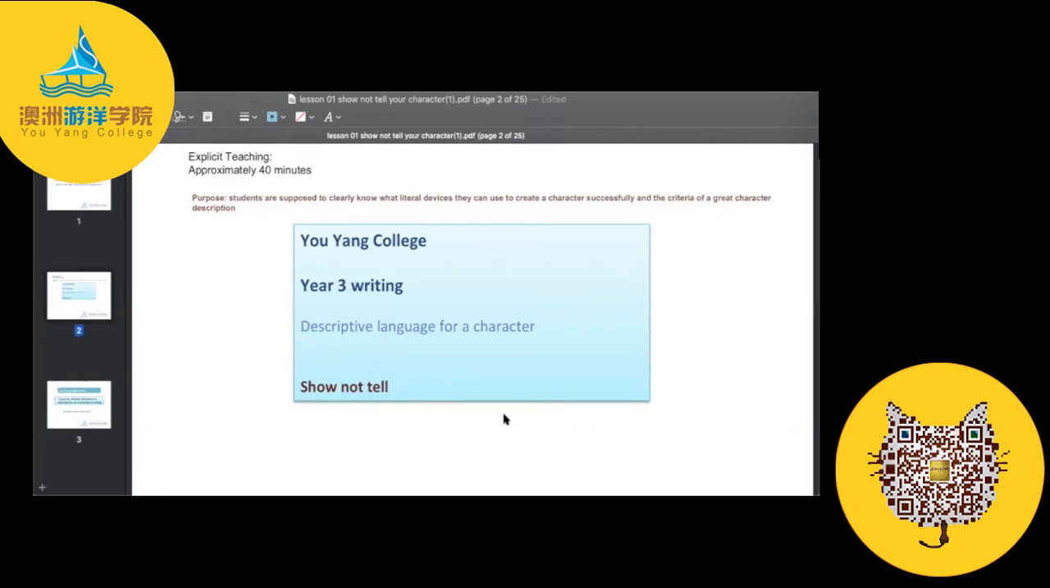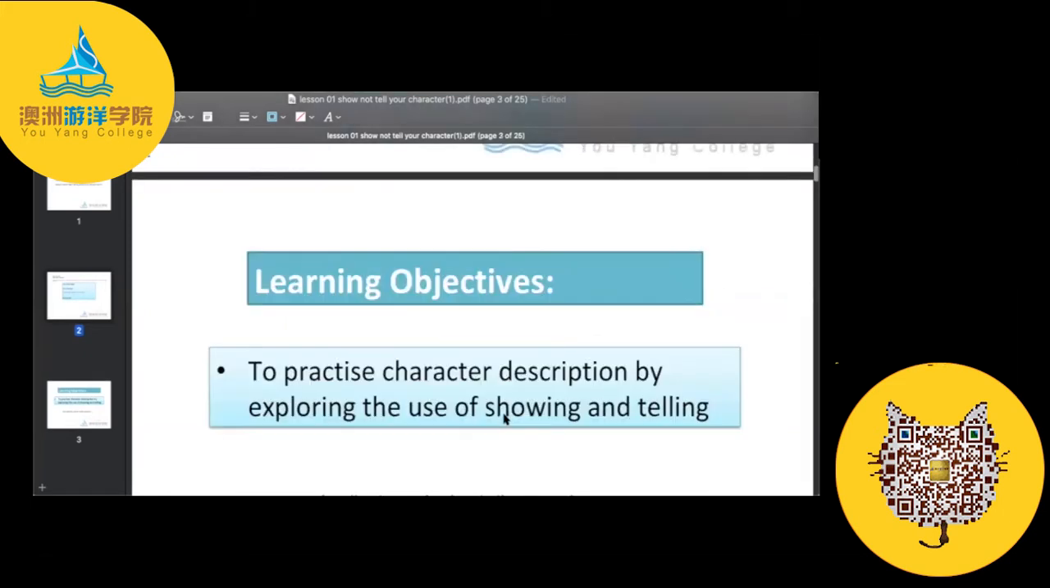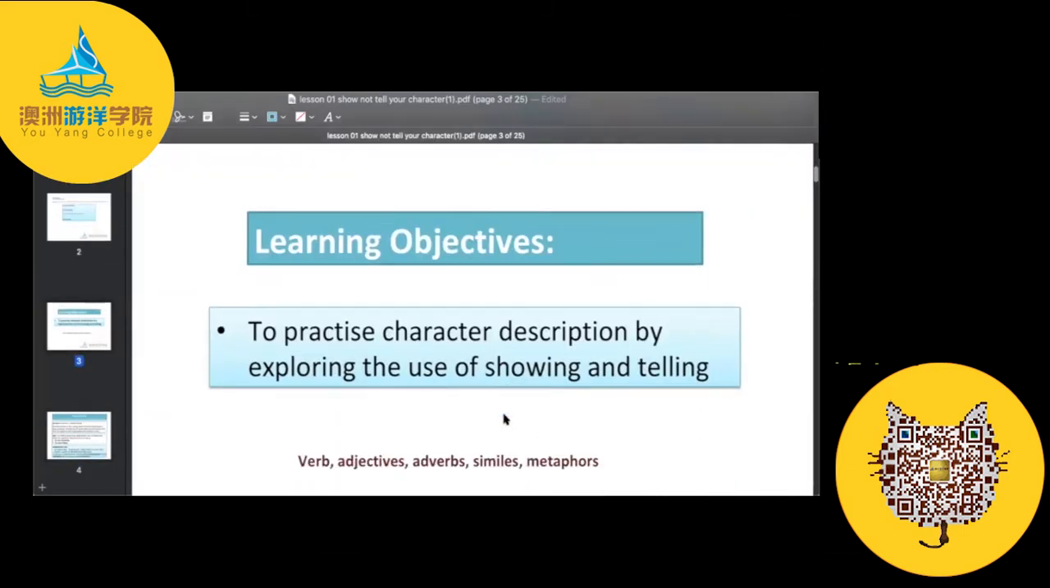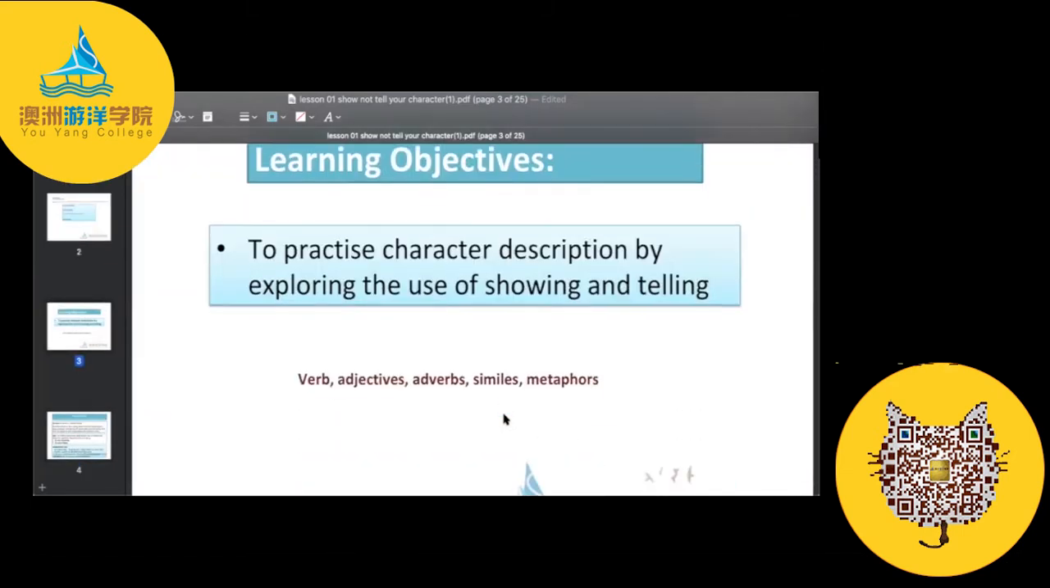All right, so this is page 3, here's the learning objective. So the way that we're going to be talking about character description is by exploring the use of showing and telling. Show, don't tell. Yeah, that's it. And we're going to be looking at some of these things: verbs, adjectives, adverbs, similes, and metaphors.